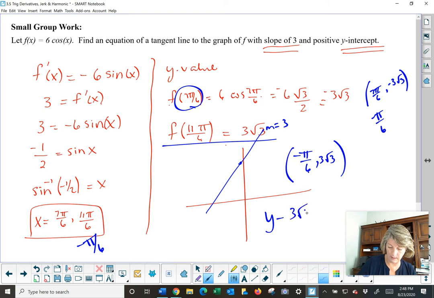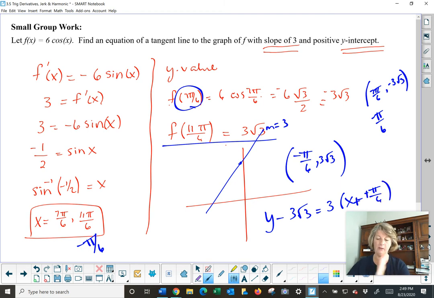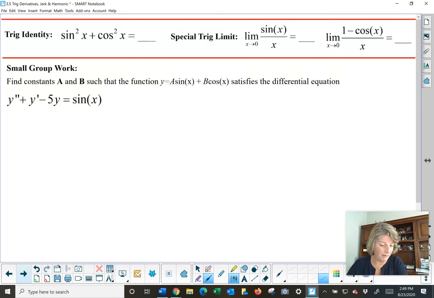Y minus 3 root 3 equals the slope, which was 3. Oh, yeah, that's right, because we set it equal to 3. 3 times x minus, I'm sorry, I got interrupted in the middle of this, and I'm trying to remember where I was, and then minus negative pi over 6. So that becomes a plus. Then we have our equation of the tangent line. Got it. All right. Next problem is fun too.